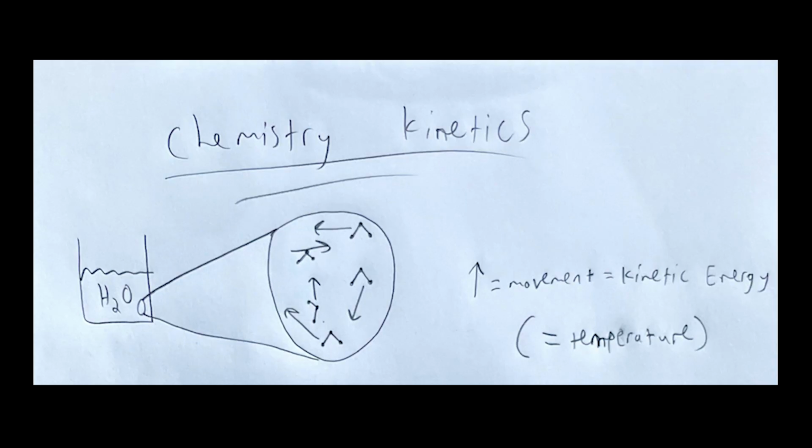The kinetics of chemistry is pretty cool. On the microscopic scale, particles are moving really, really fast. So fast, in fact, that we don't even measure them by speed. Instead, we call it kinetic energy. If something has a lot of kinetic energy, then it has particles that are moving really, really fast. If a chemical has a lot of kinetic energy, then it could even change states.